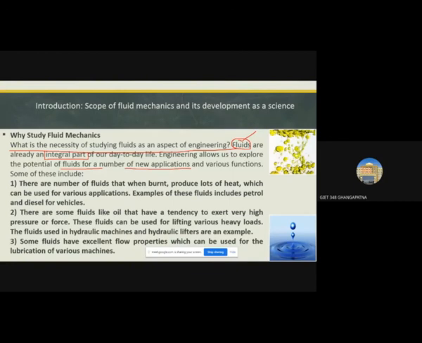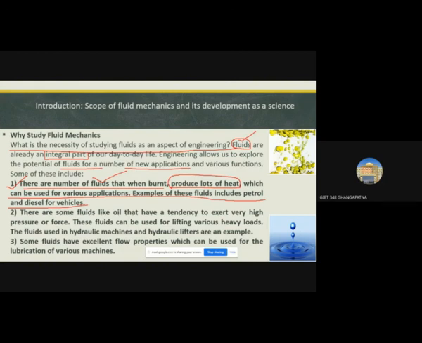These all things will come into the picture, and this is a part of fluid mechanics. Now let me give some more examples. There are some fluids which can be burned, which produce a lot of heat. When you burn a fluid it produces heat. Examples of those fluids are petrol and diesel. When you burn petrol it produces heat.